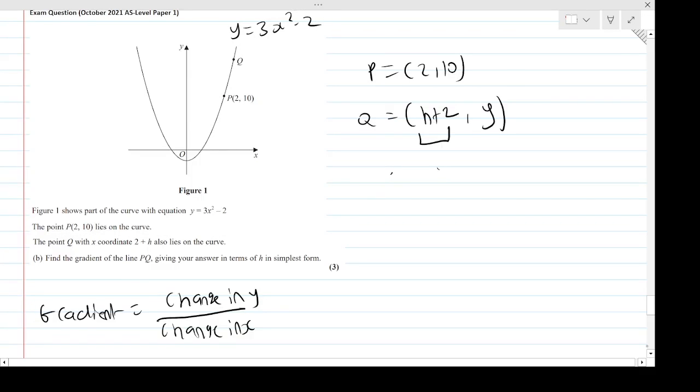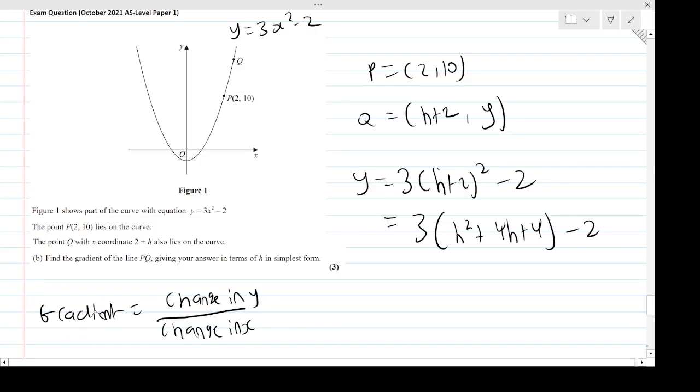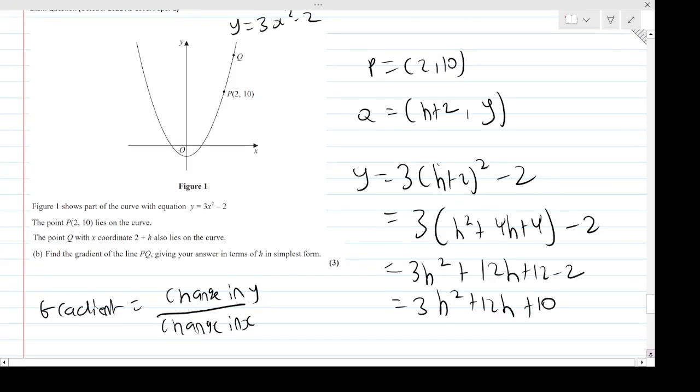If I do that, then y would be 3 lots of (h plus 2) all squared for x, minus 2. Then I just need to expand and simplify, right? So that'd be 3 lots of, if I expand (h plus 2) squared, that'd be h squared add 2h add 2h, which is 4h, plus 4, and then all minus 2. If I then expand this out, I get 3h squared add 4 times 3 is 12h, add 12, take away 2. Then lastly, 3h squared add 12h, then 12 take away 2 is plus 10. And so there we are.